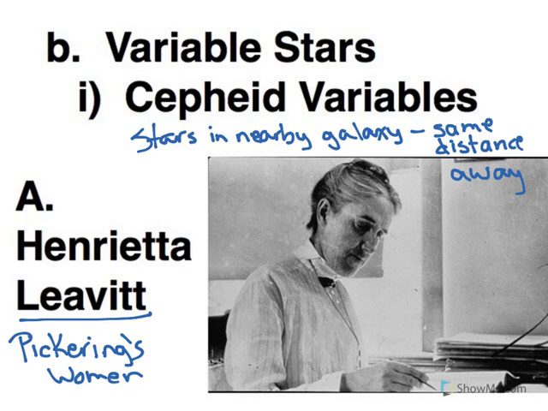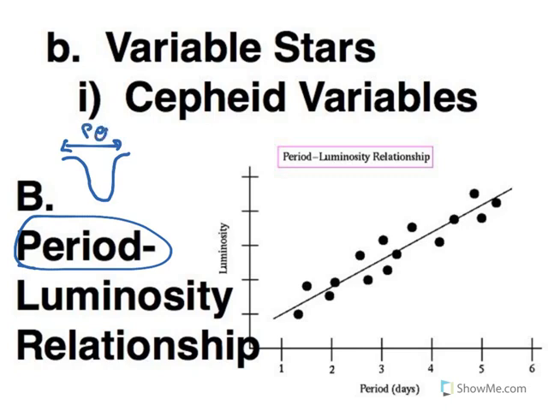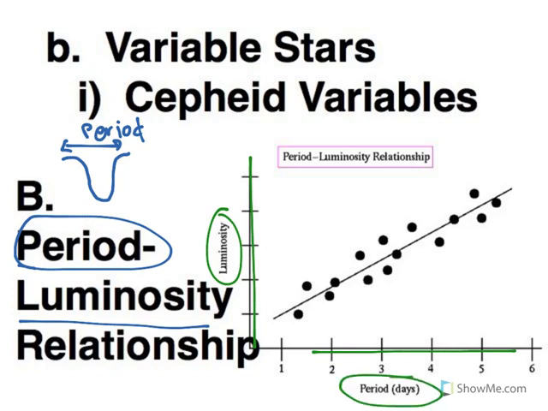So she could tell which stars were truly brighter and which ones were truly fainter because they were all the same distance away. What she found was a relationship between the period, that is, how long it took that star to go from bright to faint back to bright again, that's the period, and how bright that star actually is, the luminosity. And she was able to graph it. This is a simplified version of her graph: vertical scale, luminosity; horizontal scale, the period in days.